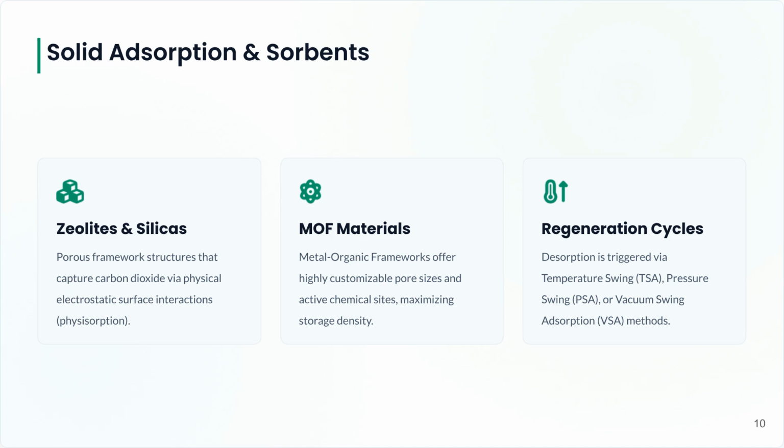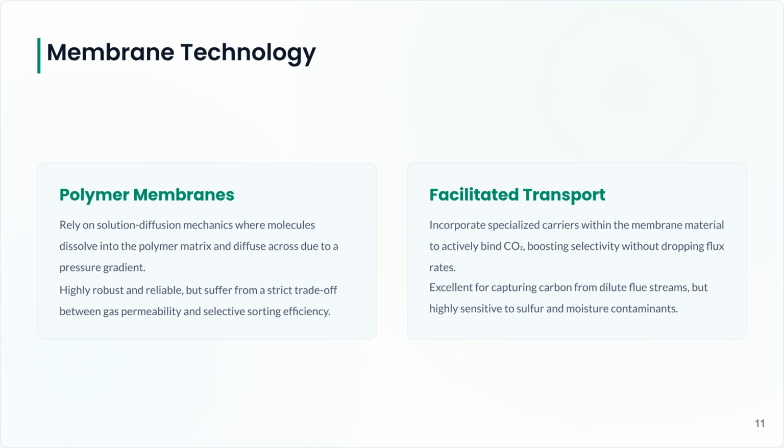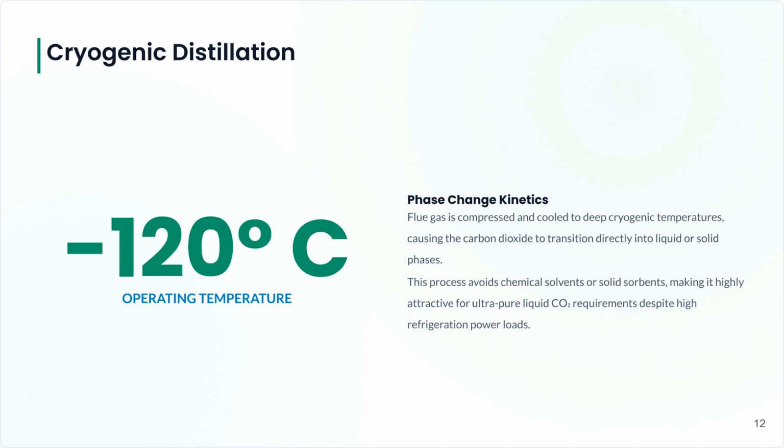Solid adsorption utilizes materials like zeolites, silicas, and metal organic frameworks to capture carbon dioxide. These systems typically use temperature or pressure swing cycles for regeneration. Membrane technology is another key approach. Polymer membranes use solution diffusion, while facilitated transport incorporates specialized carriers to boost selectivity for dilute streams. Cryogenic distillation operates at temperatures as low as -120 degrees Celsius. This phase change process avoids solvents entirely, making it ideal for ultra-pure liquid CO2 production.